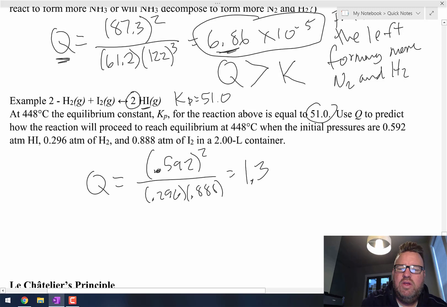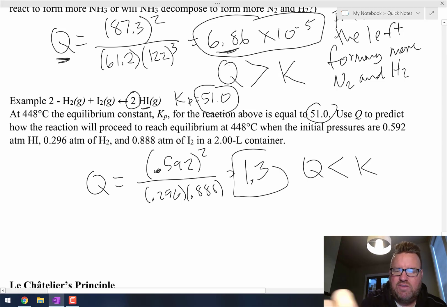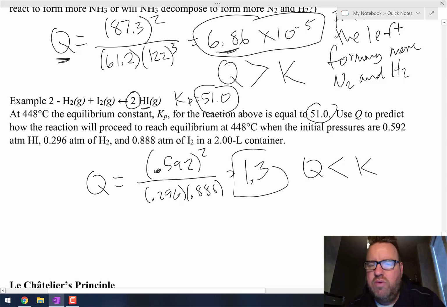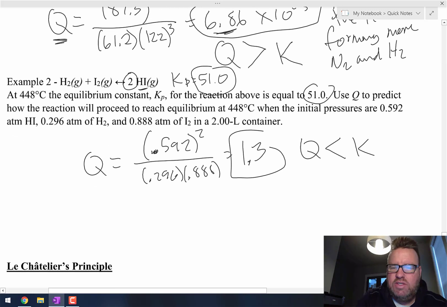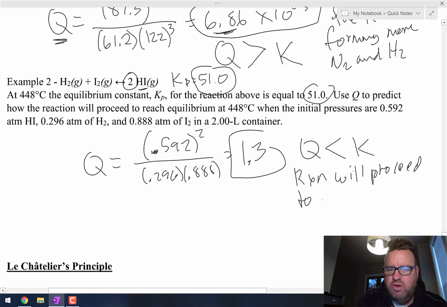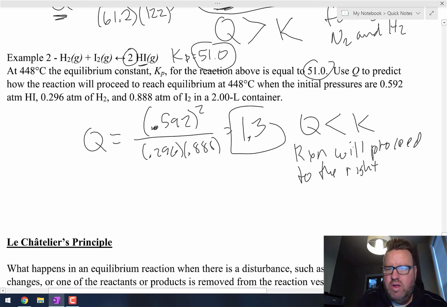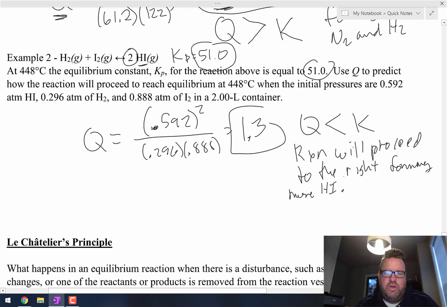1.3. So therefore, Q is less than K. Q is 1.3, K is 51. So Q is less than K, which means that the reaction will proceed to the right, forming more HI.